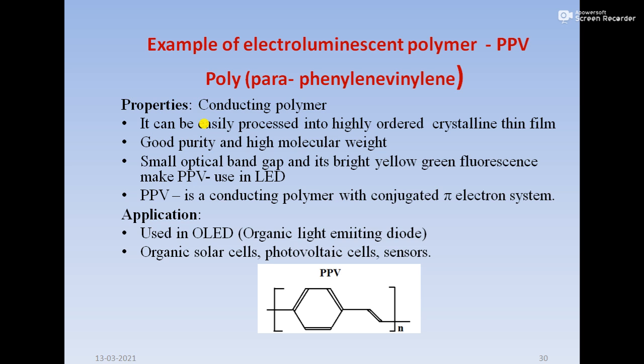So you can see in the structure there is a conjugation. This is a benzene ring. At the para position you can see this is para to this. So this is ortho, meta, para, or ortho, meta, para. So that is polyparaphenylene vinylene. Uses: it can be used in organic light emitting diodes, organic solar cells, photovoltaic cells, and sensors. So this is about electroluminescent polymers.